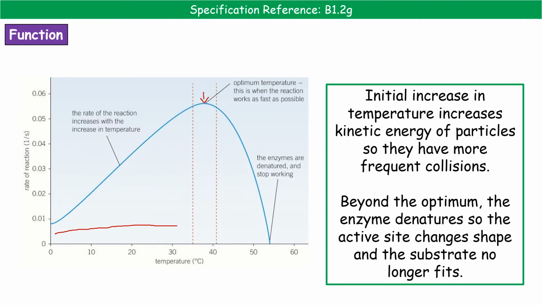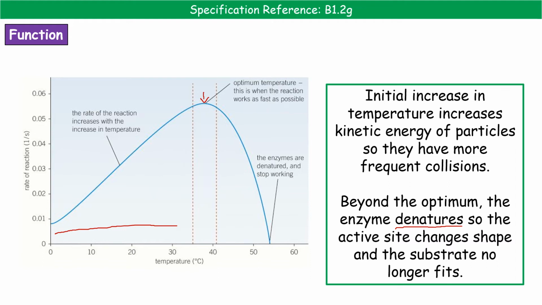When we go beyond the optimum, so if we keep heating up beyond that point, then the actual temperature gets too high. And at that point, we're going to denature the enzyme. So this word denature is important. When we denature the enzyme, that means we've changed the shape of the active site, the substrate no longer fits, and therefore it can no longer catalyze that reaction.